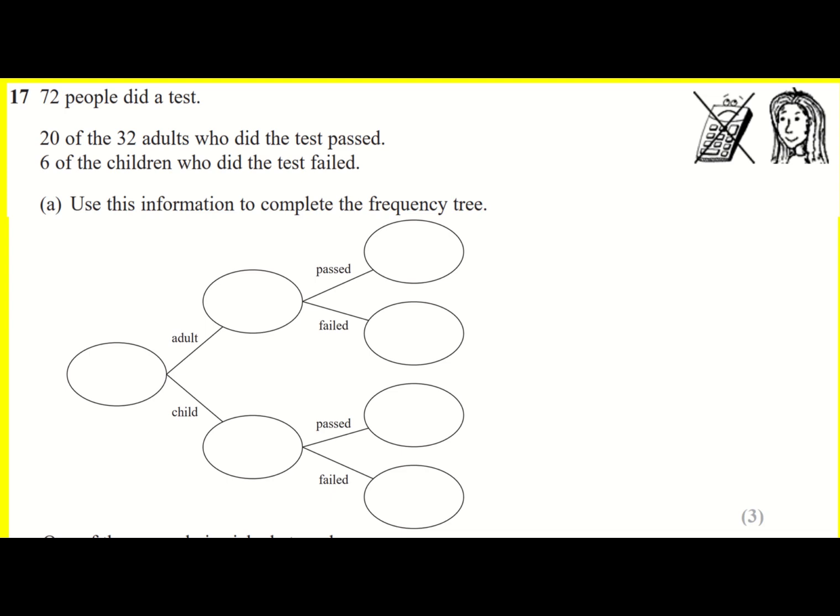72 people did a test. 20 of the 32 adults who did the test passed. 6 of the children who did the test failed. Part A, use this information to complete the frequency tree.